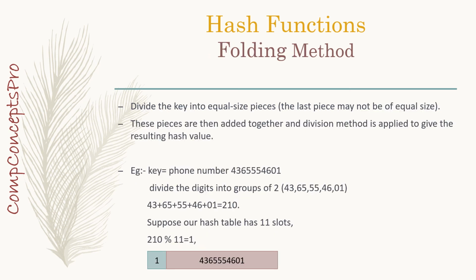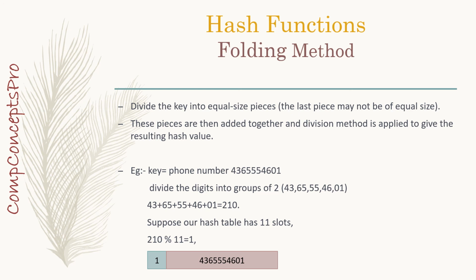The last hash function that we'll study is the folding method. Here we will group the digits of our original key, say into groups of 2 digits or 3 digits. After that we'll find the sum of these groups of digits and then we can apply our division method hash function on this sum to find the hash code.